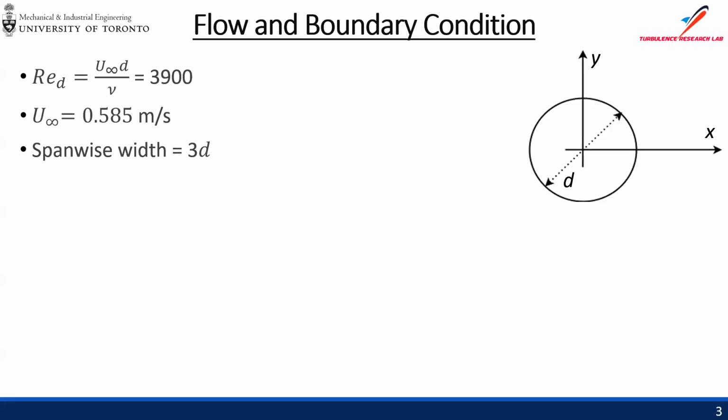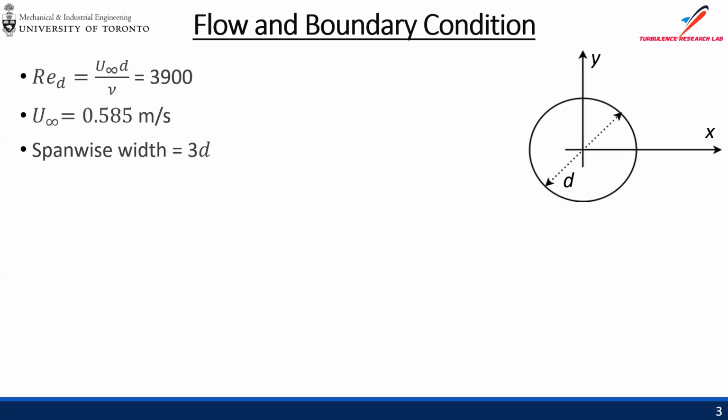So, flow condition: the Reynolds number is based on the free stream velocity U infinity and the diameter of the cylinder. In the current configuration, our Reynolds number is 3900. This is known as the subcritical region. For this geometry, what we expect is a laminar separated flow, but then it transitions into a turbulent one.